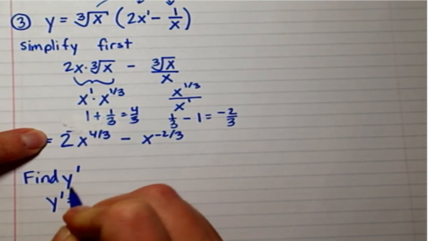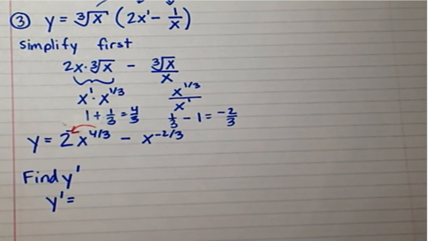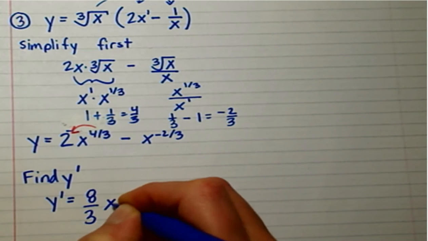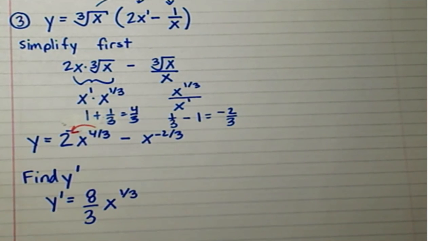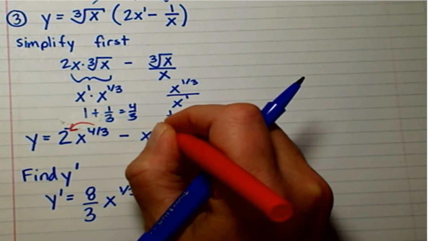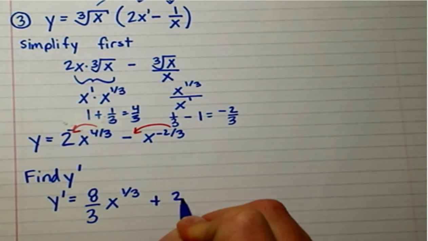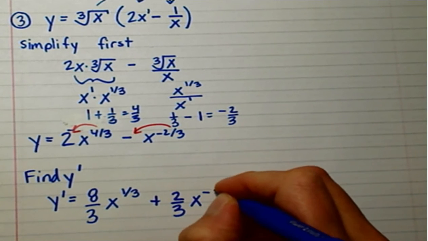Y prime equals. Okay, so we get 8/3 x to the 1/3. Well, you've got to know your power rule with those fractions and those negatives. Drop the power, so that becomes positive 2/3. Subtract 1.